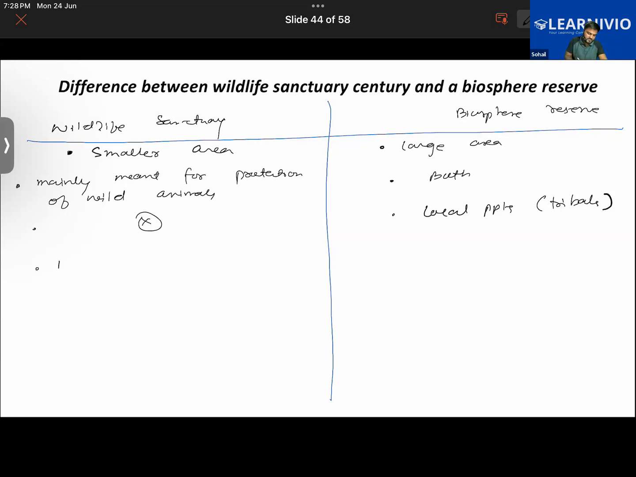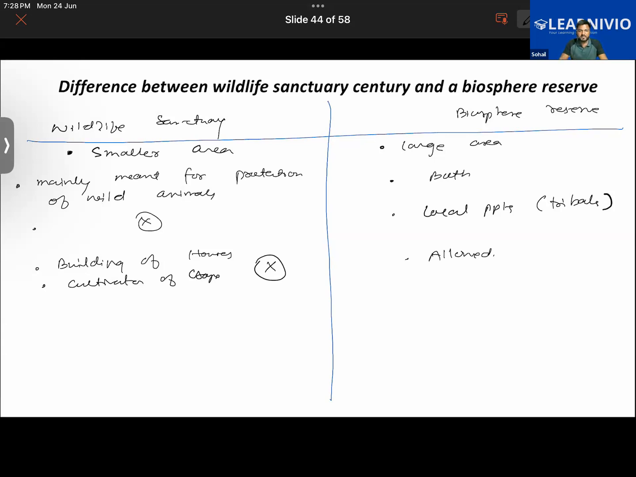Any human activities like cultivation of crops or building of settlements, building of houses, are they allowed in a wildlife sanctuary? No, sir. Obviously no. Building of houses or cultivation of crops, these are strictly prohibited, not allowed. But over here it is allowed, right?